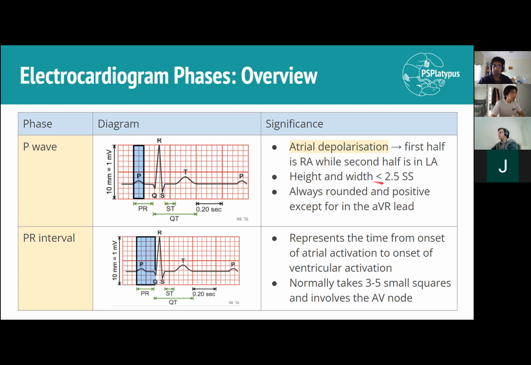The height and width should be less than 2.5 small squares, which in this case, you can't really tell. Again, it's not a perfect diagram. And it's generally always rounded, and it's positive except for in the AVR lead. So we know why that's the case already.